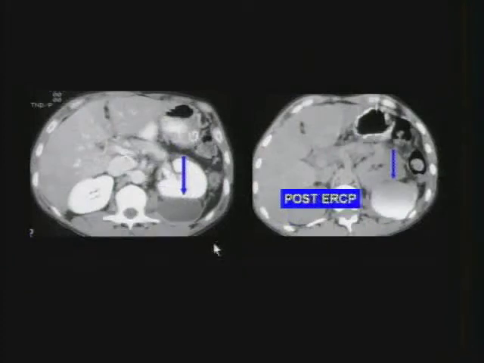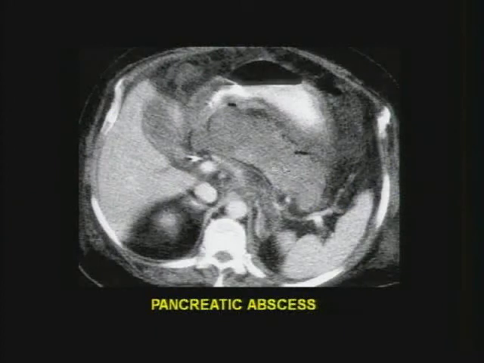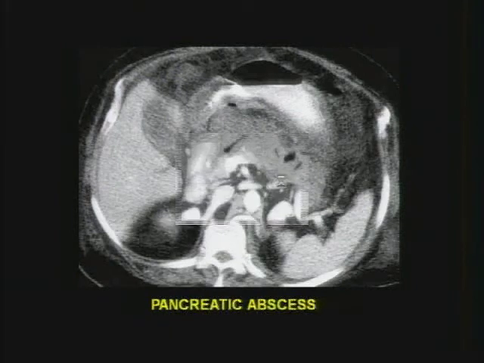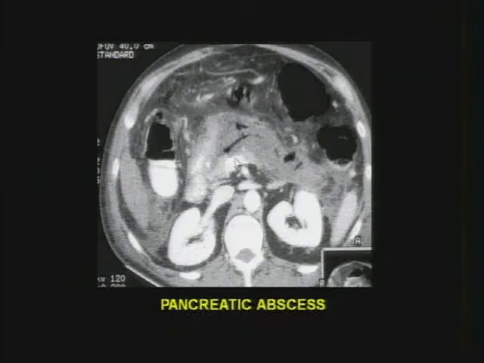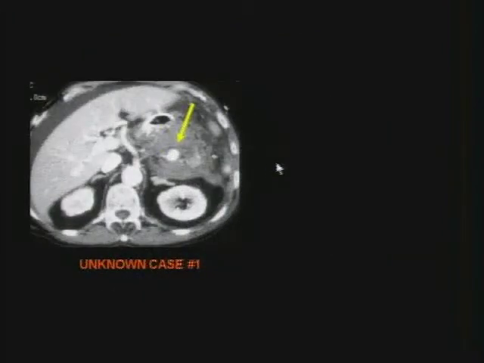And what about this case, where it looks like this could be just a renal cyst? Well, following ERCP, you can see that contrast fills this retrorenal pseudocyst. Be aware that gas collections within pancreatic fluid collections make it a pancreatic abscess. Here's another one. And typically these patients will go to the OR. Okay, this was our unknown case number 1.